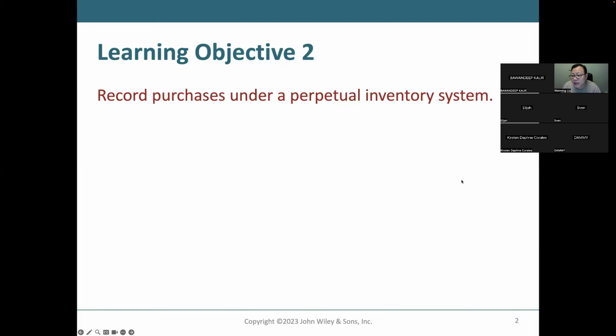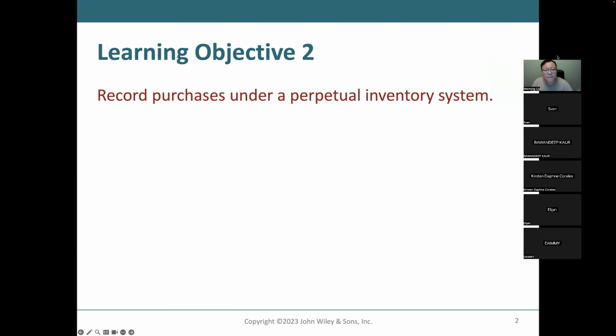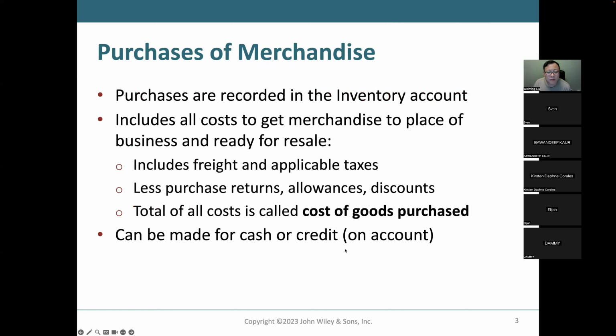So the second learning objective is about recording purchases under the perpetual inventory system. Purchases are recorded in the inventory account. What should be part of the purchase cost?